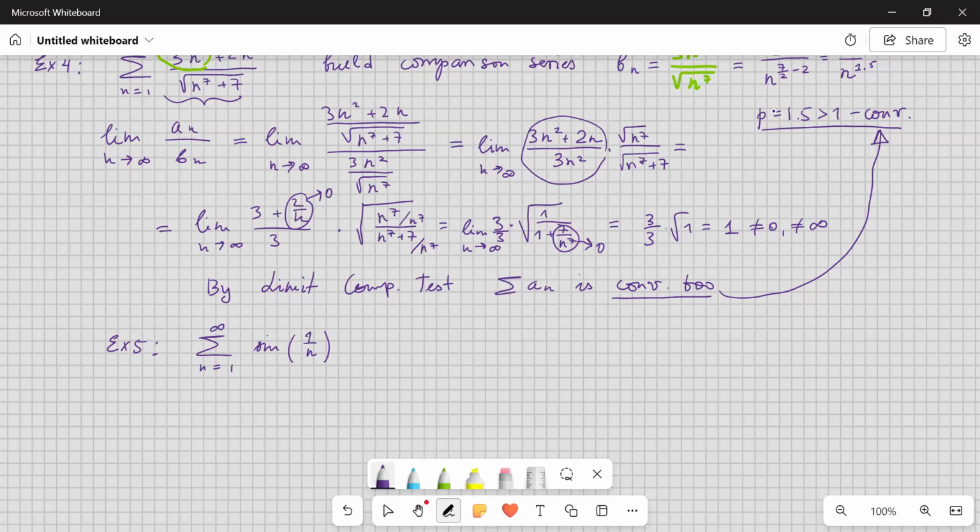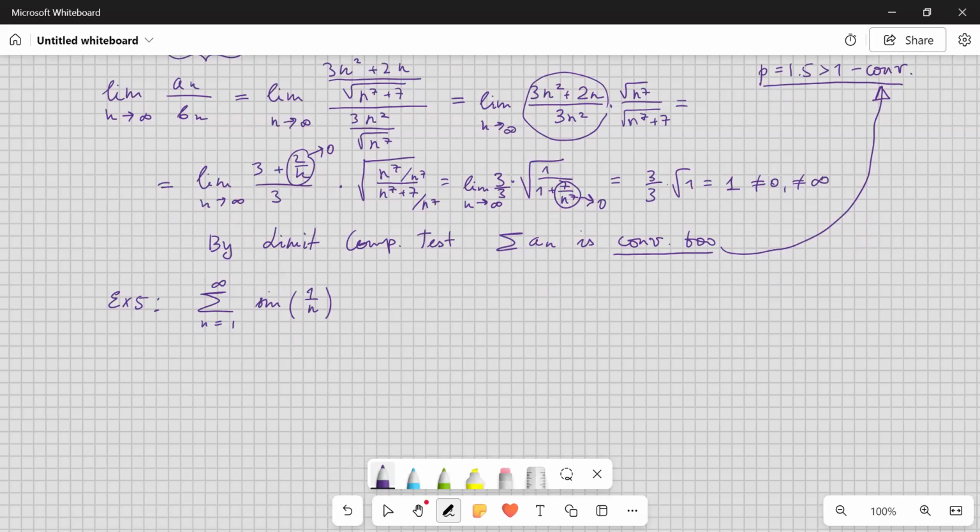What do we know from calculus? We know that sine of x is very close to x at small x. How do I know that x is going to be small? When n goes to infinity, we're going to have 1 over infinity, small numbers here. So I assume that this one can be compared to the series 1 over n. What I know about this series is that it's a p-series with p equals 1, also known as harmonic. And we remember that the harmonic series is divergent.